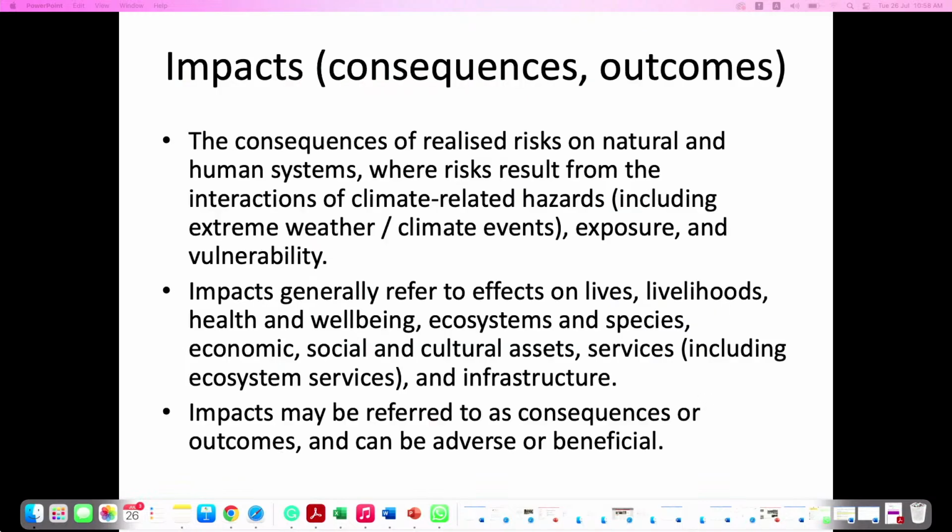Anyway, the other word, impact, and I think that will be the last word as far as these concepts are concerned. The consequences of realized risks on natural or human systems, where risks result from the interaction of climate related hazards or any hazard, including extreme weather, climate events, exposure and vulnerability. The consequences of realized risk, that means impact is something that has already happened. Got?